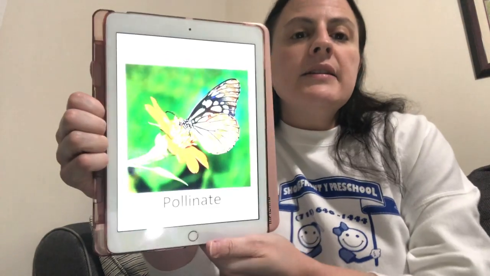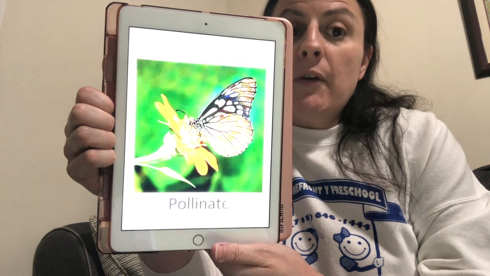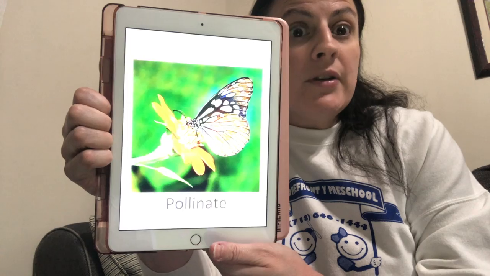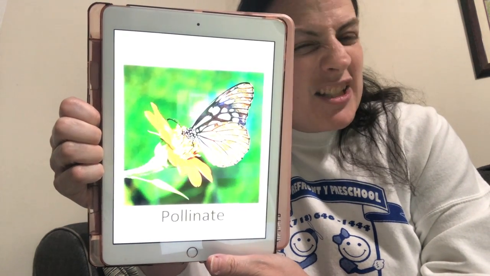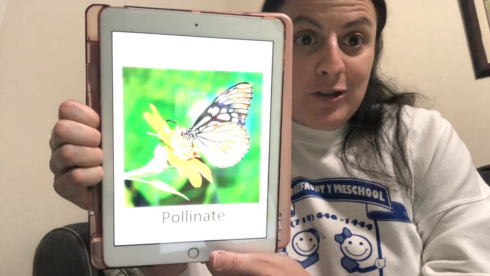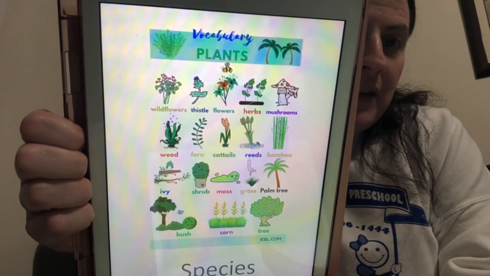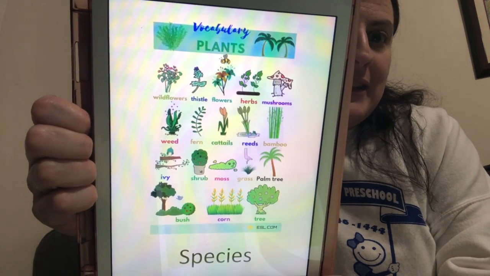The next word is pollinate. Pollinate is to transfer pollen from one plant to another. This allows the second plant to produce more seeds. And you see the butterfly pollinates, bees pollinate. So that's how you get more flowers to grow in different places. And the last word is species. You see all these different types of plants? One of the groups that animals and plants are divided into. That's species.